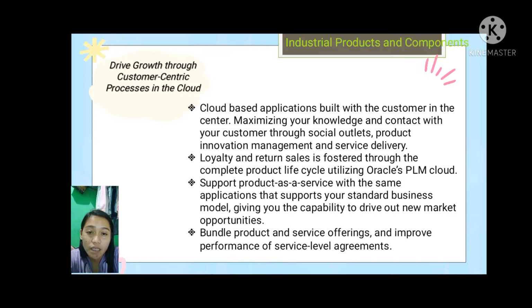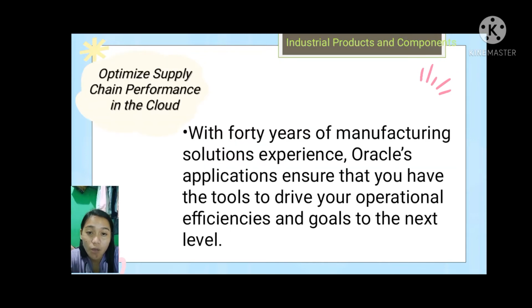giving you the capability to drive out new market opportunities. Bundle product and service offerings and improve performance of service level agreements, optimizing supply chain performance in the cloud. With 40 years of manufacturing solution experience, Oracle applications ensure that you have the tools to drive your operational efficiencies and goals to the next level.